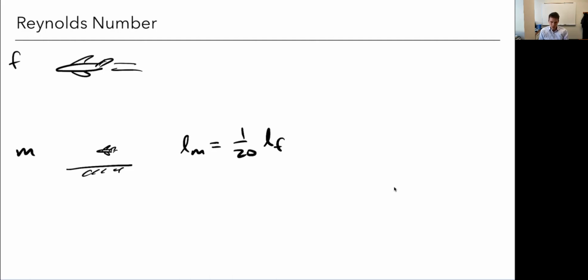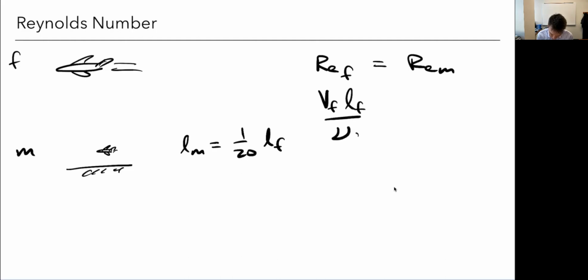All right. Well, and I want to match the Reynolds numbers. So I need to have Reynolds number of full scale equal Reynolds number of model scale. So that means I need velocity full, length full over my kinematic viscosity to equal the same thing at the model scale.